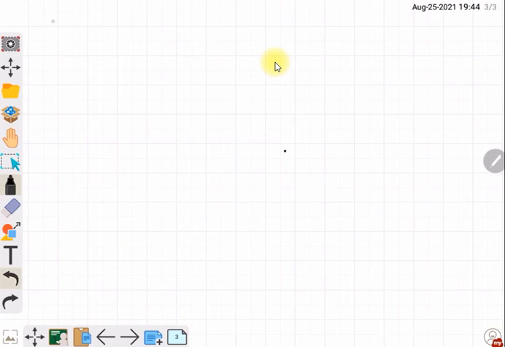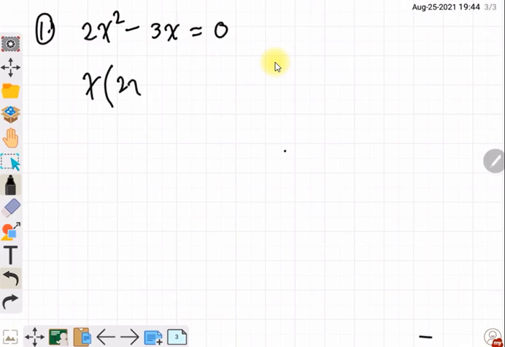Suppose we have here, number 1, 2x squared minus 3x equals 0. So the very first step in factorization is to find the common monomial factor between the two terms. So the common is x. So we say x times (2x minus 3) equals 0. A while ago we talked about zero product property. So this one is a and this one is b. So a is x, then b is the 2x minus 3.